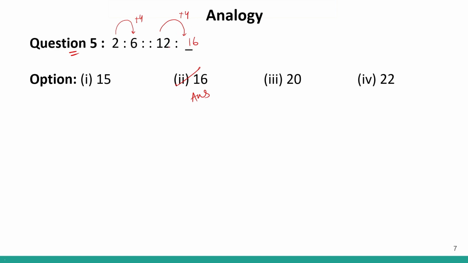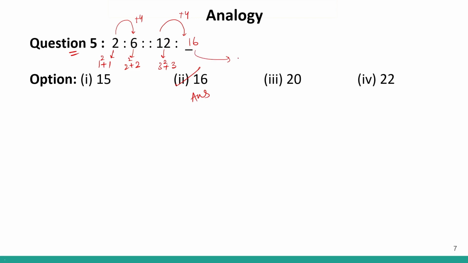And again, if I do plus 4, I will get 16. So 16 will be my answer. But if I look over here, 2 can be written as 1 square plus 1. Correct? And this can be written as 2 square plus 2, because we get 4 plus 2. This can be written as 3 square plus 3. How? 9 plus 3 will give me 12.